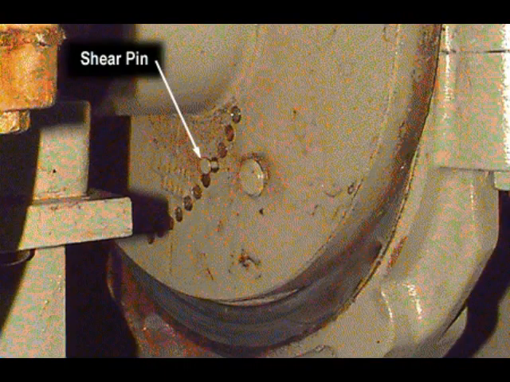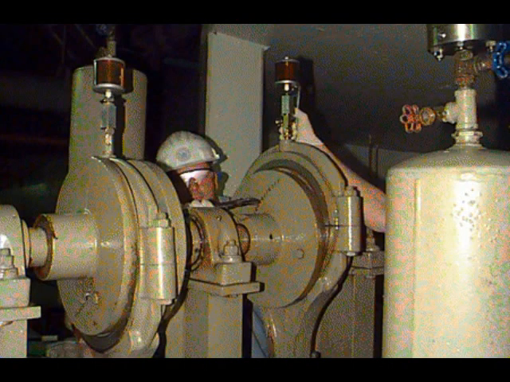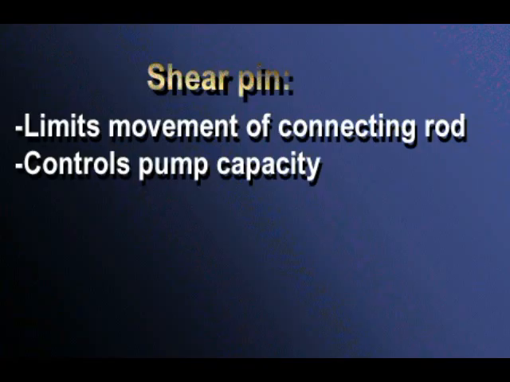The up and down distance that this connecting rod travels can be changed. This is done by changing the position of the shear pin. Moving the shear pin into one of the holes closer to the shaft will shorten the length of the stroke. This means that the plunger will not move as far, so the output of the pump will be reduced. In other words, this pin, besides acting as a shear pin, also controls the pump capacity.